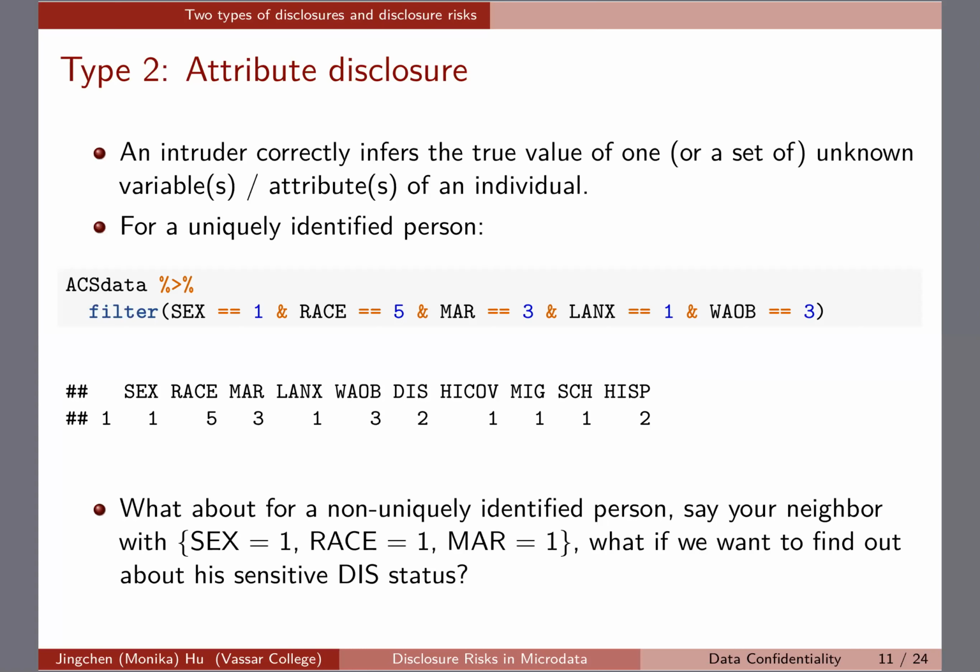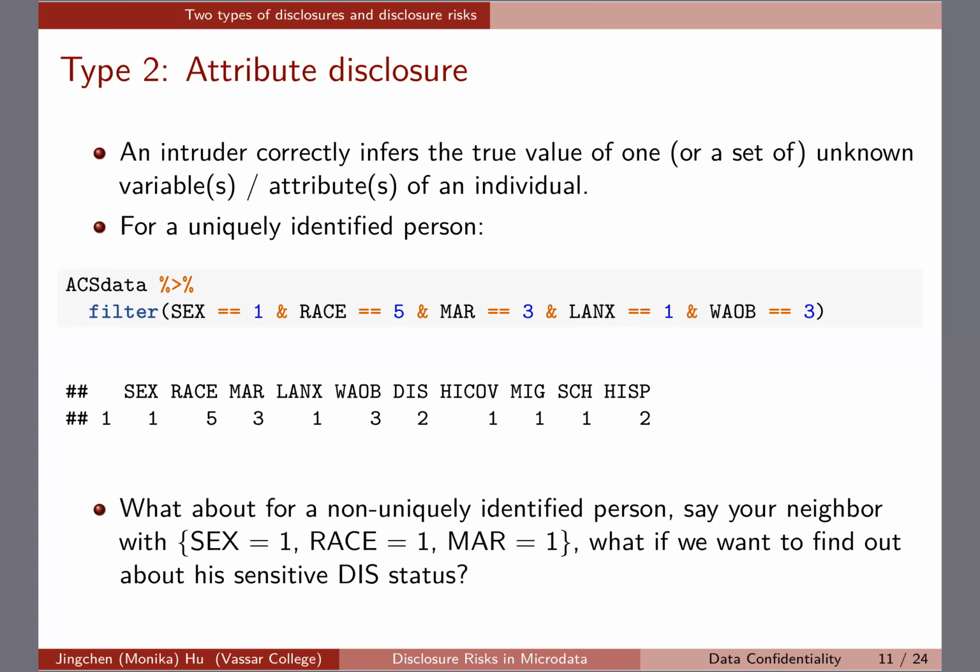And yeah, there's no right answer or one fixed answer. You can be creative about what you do. And what I would say is DIS is a binary variable in this case, two categories: yes, disability, or no, without disability. So wonder if that can help you in some way to guess or find out about his sensitive DIS status.